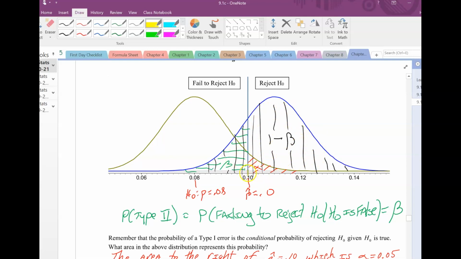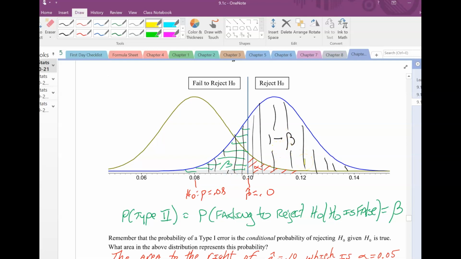So if you think about moving this line around, as alpha increases, so that means that our alpha level is getting bigger, this line is actually moving to the left. You're making more area there in alpha. What happens to a type 2? It gets smaller. What happens to the power? The power gets larger. So as alpha increases, beta decreases, and the power increases.